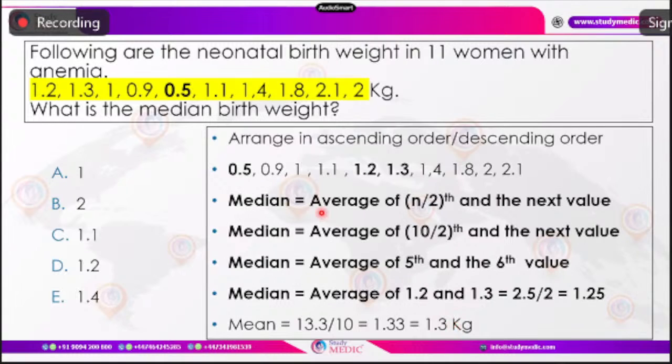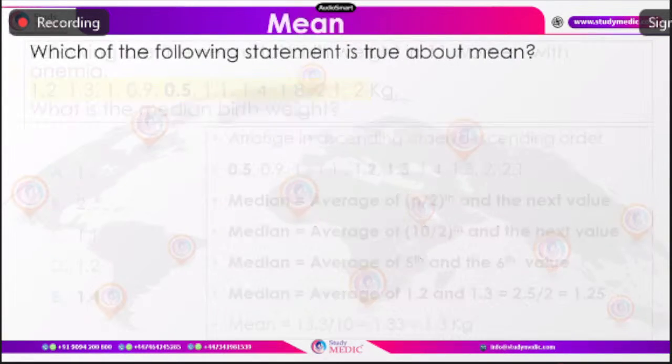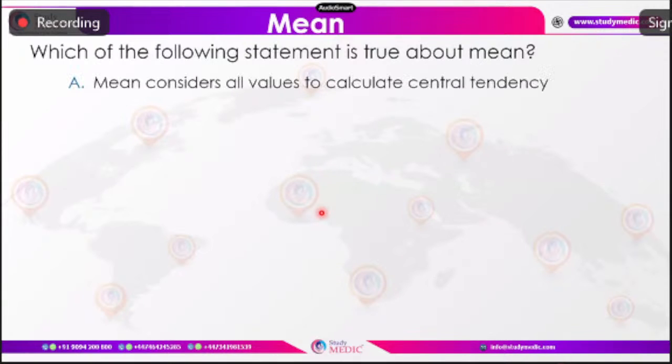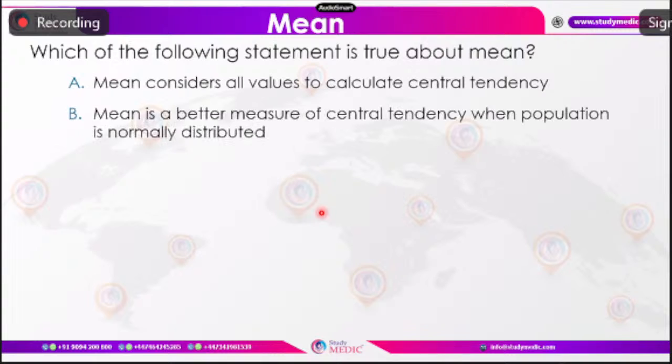So this problem illustrates that the mean is affected by extreme outliers and the median is unaffected by extreme outliers. Now we will see which of the following statements is true about the mean. The mean considers all values to calculate central tendency. Is it true? Yes, it considers. It is the sum average.